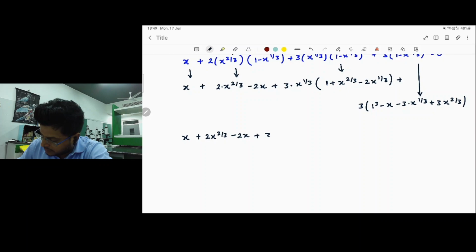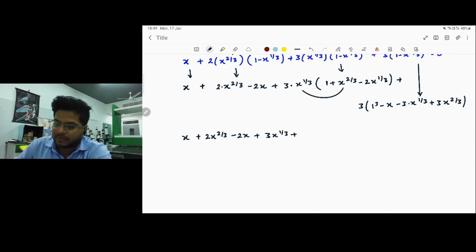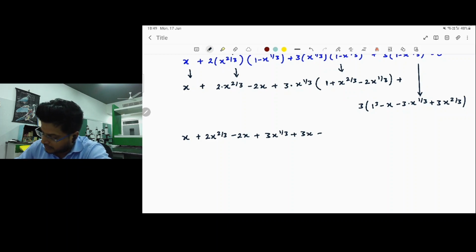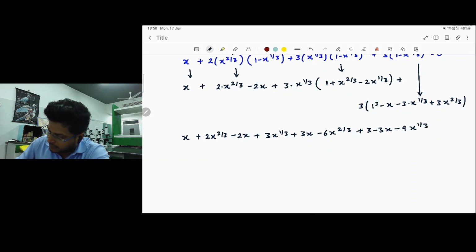Okay. So here minus 2x. Here you multiply. So 3 into x to the power 1 by 3. Now this and this, when it will multiply, their power will become 1 by 3 plus 2 by 3 is 3 by 3. So it will become again 3x. This and this, when it will multiply, it will become 1 by 3, 1 by 3, 2 by 3. So minus 6 into x to the power 2 by 3. From here you will get 3 minus 3x minus 9x to the power 1 by 3 and plus 9x to the power 2 by 3 and equals what? 0. Equals 0.